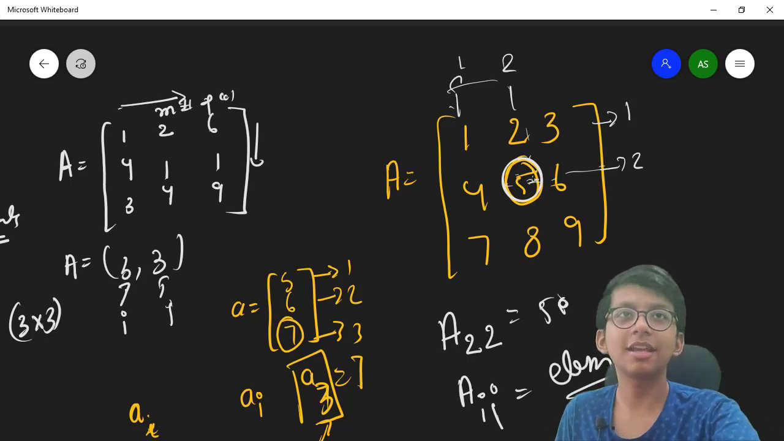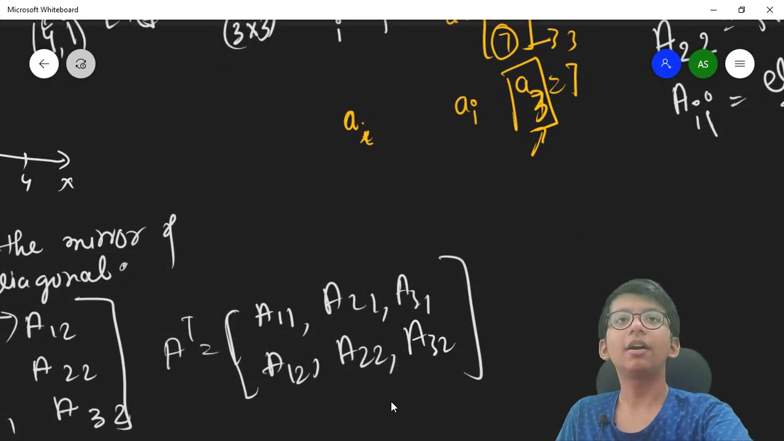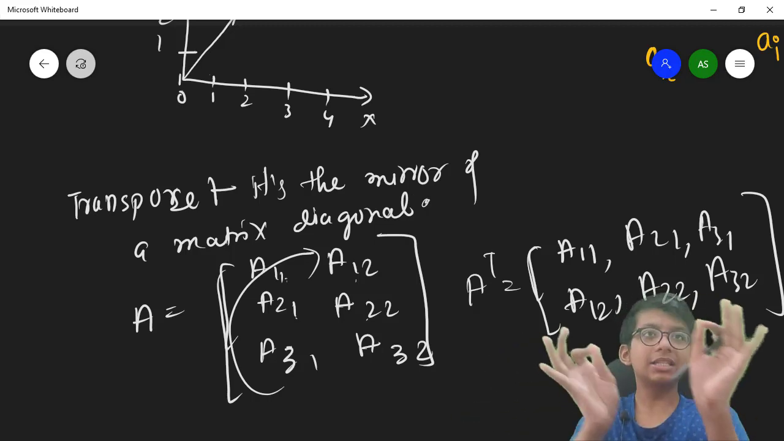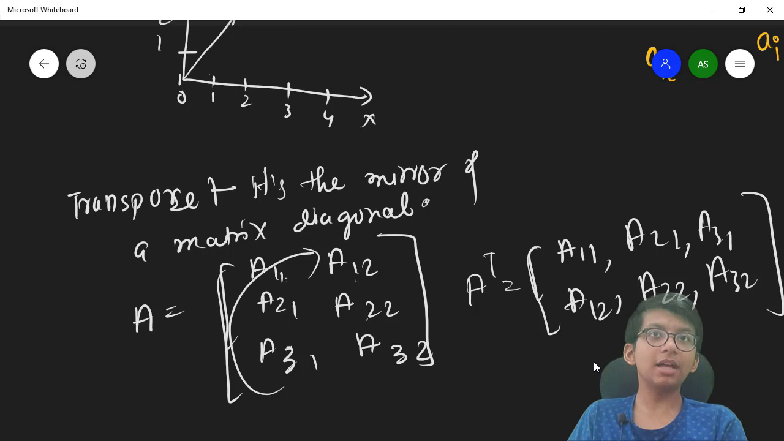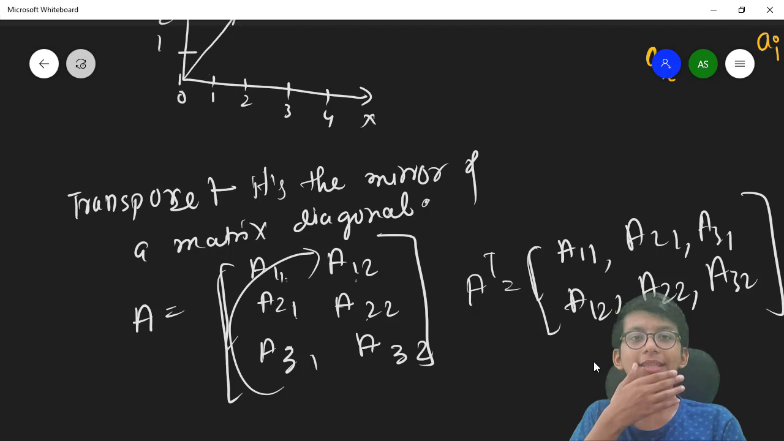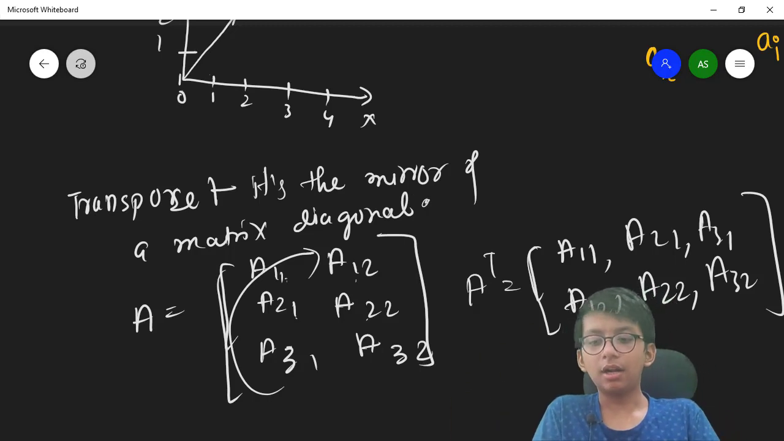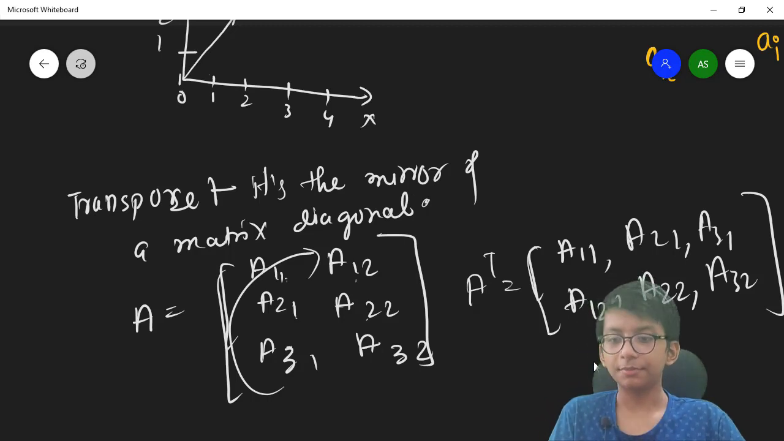That's the same way that I've done over here. A11, the first row, first column. A12, the first row, second column. Then the second row, first column, the second row, second column, the third row, first column, the third row, second column. Then you apply your transpose, which is the mirror image of your main diagonal, and after transposing, you get this. Great, I think we are pretty clear till here.